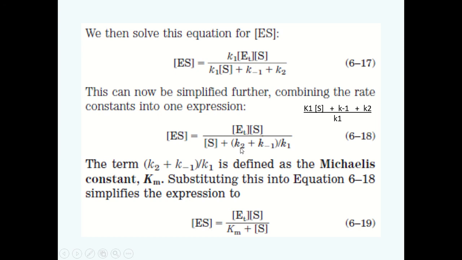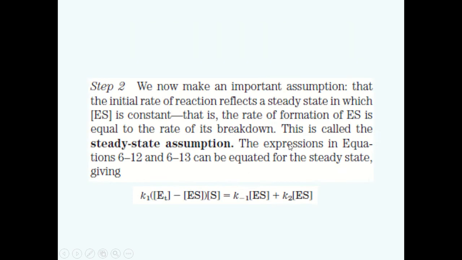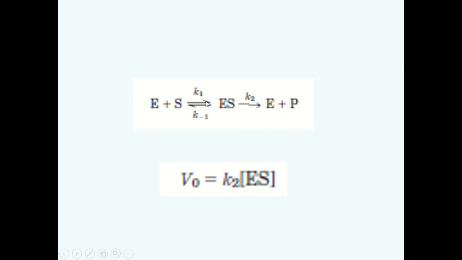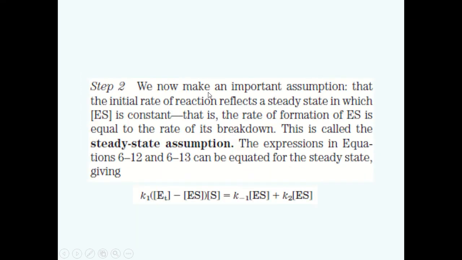K2 is the rate constant of the forward reaction. K minus 1 is the rate constant for the backward, reverse reaction. These two represent the rates of breakdown. K1 shows the rate of synthesis, as depicted here. K2 and K minus 1 both represent the breakdown of the enzyme substrate complex, and K1 is the rate constant for the formation of the enzyme substrate complex.